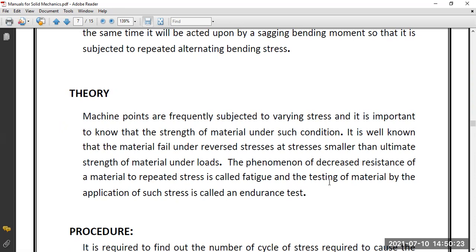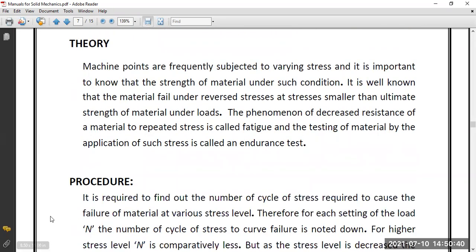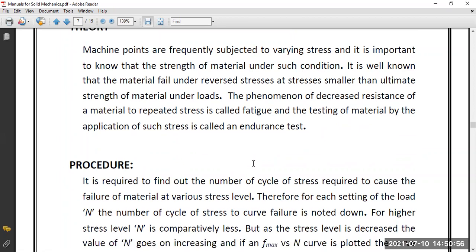So the phenomenon of decreased resistance to repeated stresses is called fatigue. The phenomenon of a solid's decreased endurance, leading to failure, is called fatigue, and the test of a material under the action of such stresses is called an endurance test.